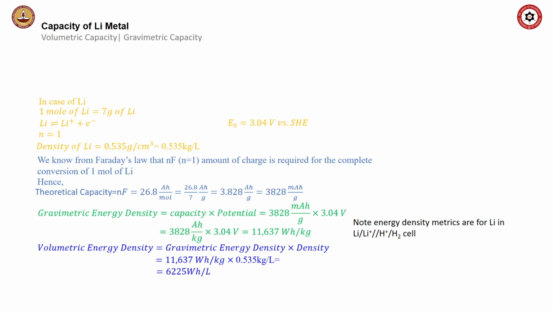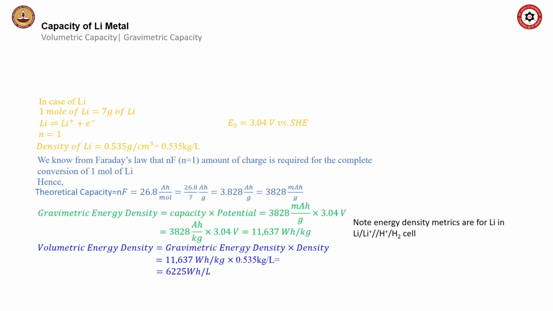So therefore, for lithium hydrogen cell, this is the potential. If I want to know what is the energy density of this cell, all I need to do is take the capacity you got here and multiply by the potential. Potential for this cell, how much is that? 3.04. So that tells you this much energy.